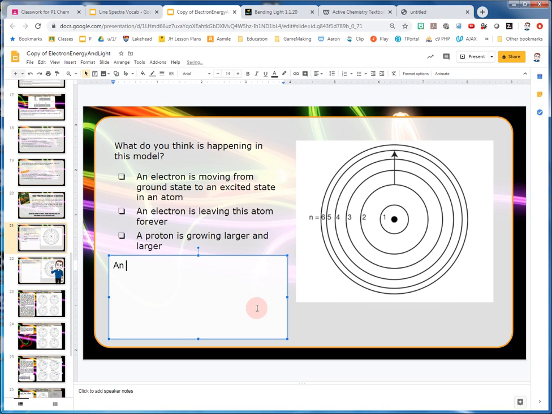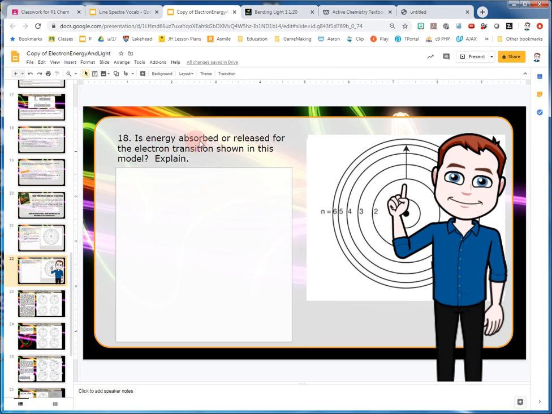So let's type in: an electron is moving from a ground state to an excited state in an atom. Okay, is energy absorbed or released for this electron transition? Well, what do you think? Is energy absorbed or released for this transition?